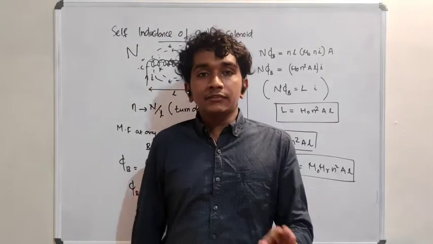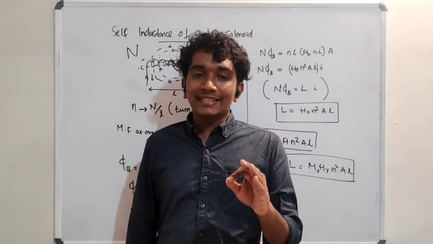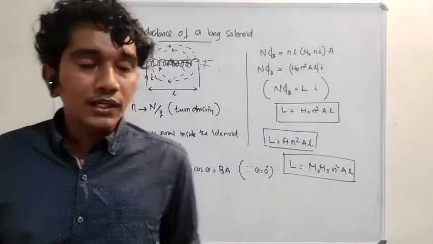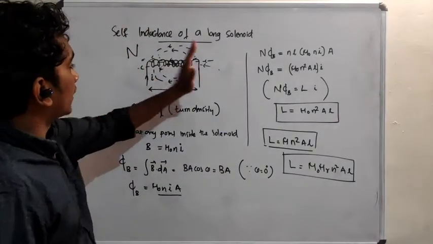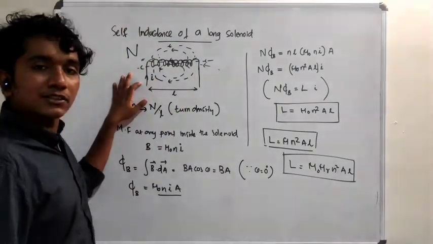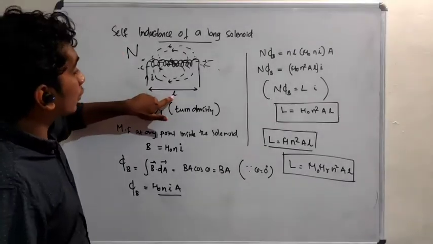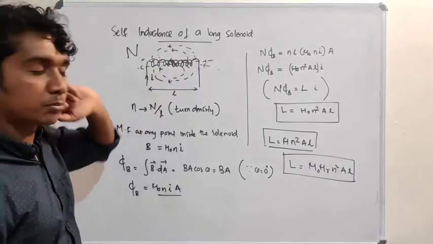Alright, so next we are going to talk about the self-inductance of a long solenoid. Look at this. There is a long solenoid here. A current I is passing through it, the total number of turns is equal to capital N, and the length of the solenoid is equal to L.